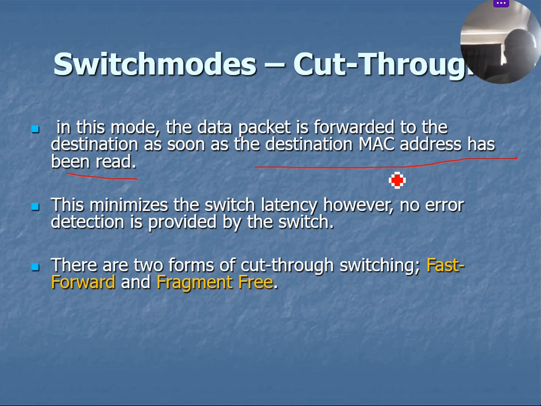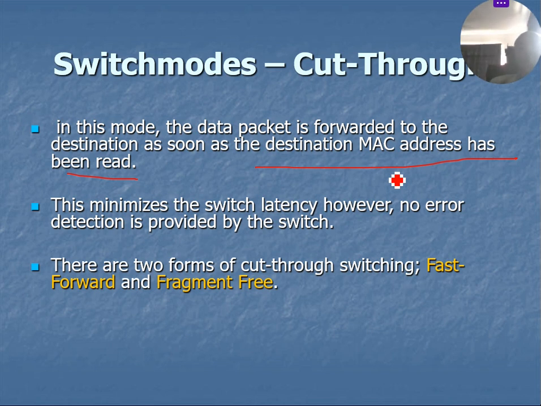Now this minimizes the switch latency. Since it just receives and forwards quickly, and does not receive, store, process and then send, this reduces the latency time. But you know the disadvantage now? There's no check for error. What became the advantage for store and forward became a disadvantage for cut through, and what became a disadvantage for store and forward became an advantage for cut through. Do you understand this? Okay, good.